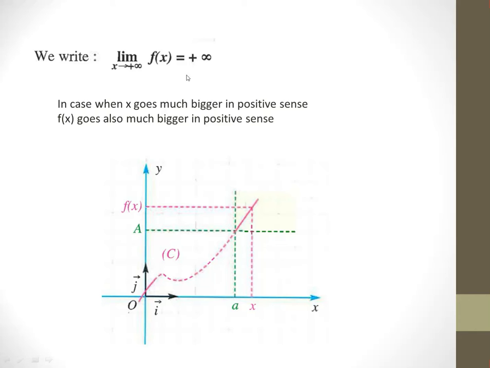In this case, when x goes much bigger to plus infinity, when x increases in unlimited value, then the f of x, the function or the curve, goes also to plus infinity without limit.